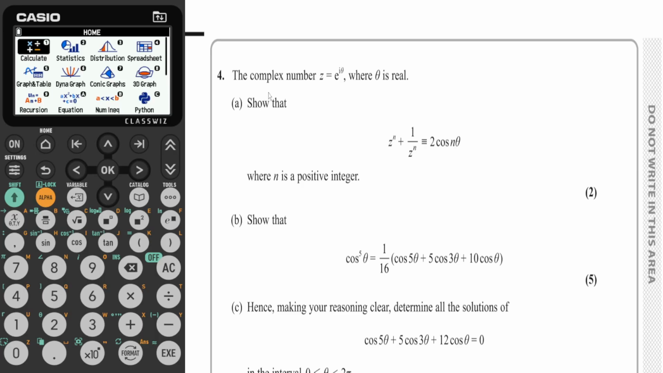Question number 4. The complex number z equals e to the i theta, where theta is real.